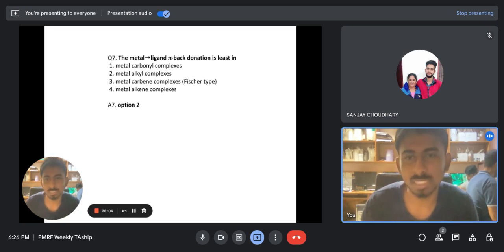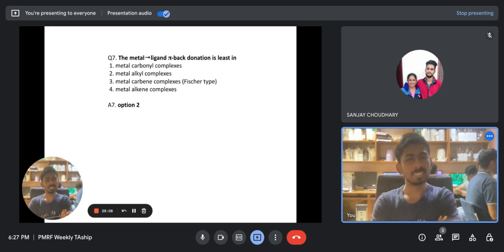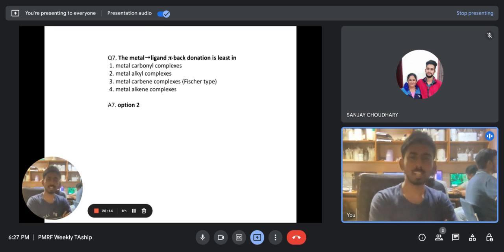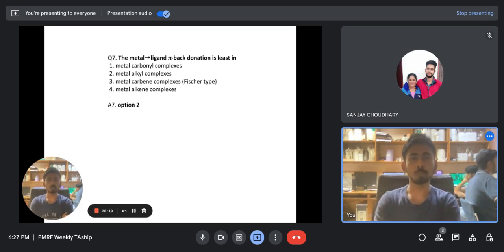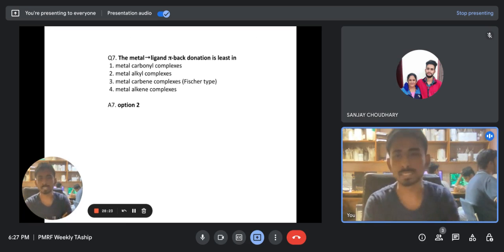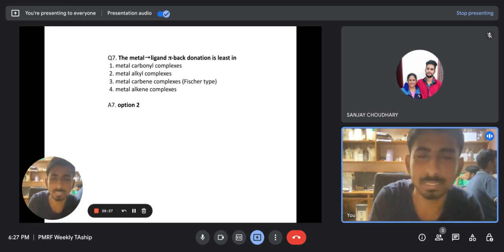So let's come to question number 7. It is regarding which of the following options has the least metal to ligand pi back donation. The first one is metal carbonyl complexes. The second option is metal alkyl complexes. The third option is metal carbene complexes of Fischer type, and the fourth option is metal alkene complexes. So the correct option is option two, that is the metal alkyl complexes.